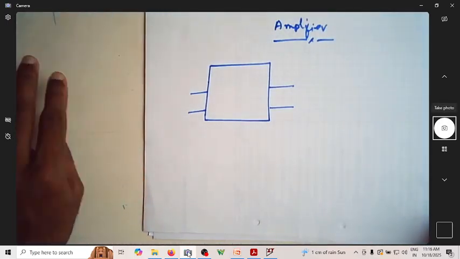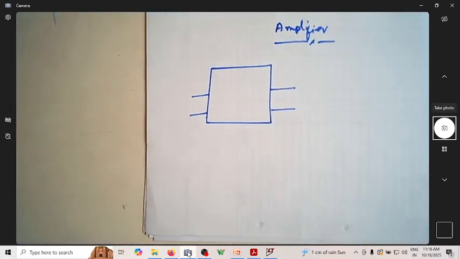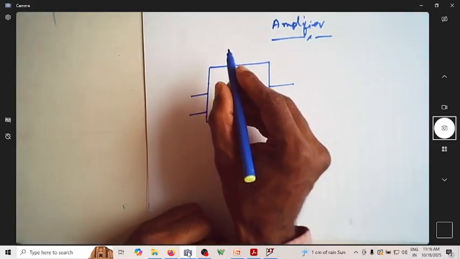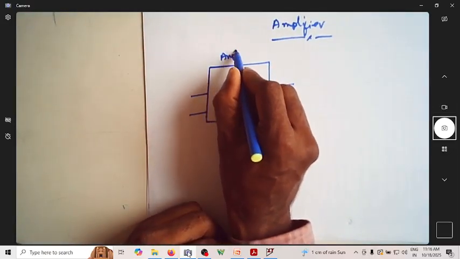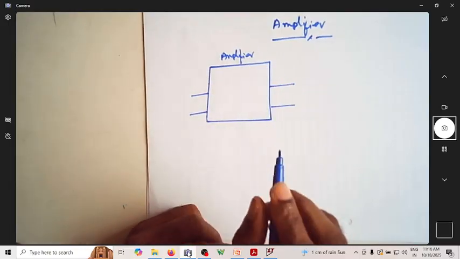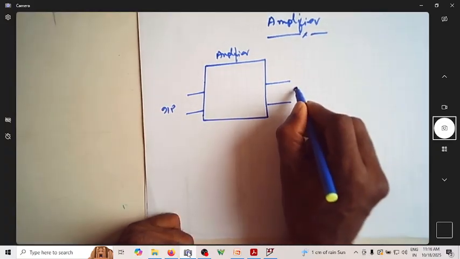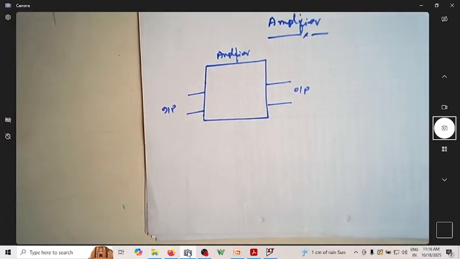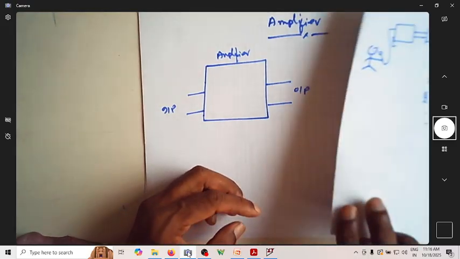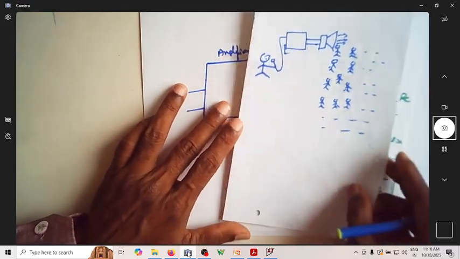Now, assume that you have an amplifier. So this is the amplifier as a black box, and let us consider this is the input and this is the output. I think you might have come across this amplifier in so many real life conditions. So let us assume something like this.